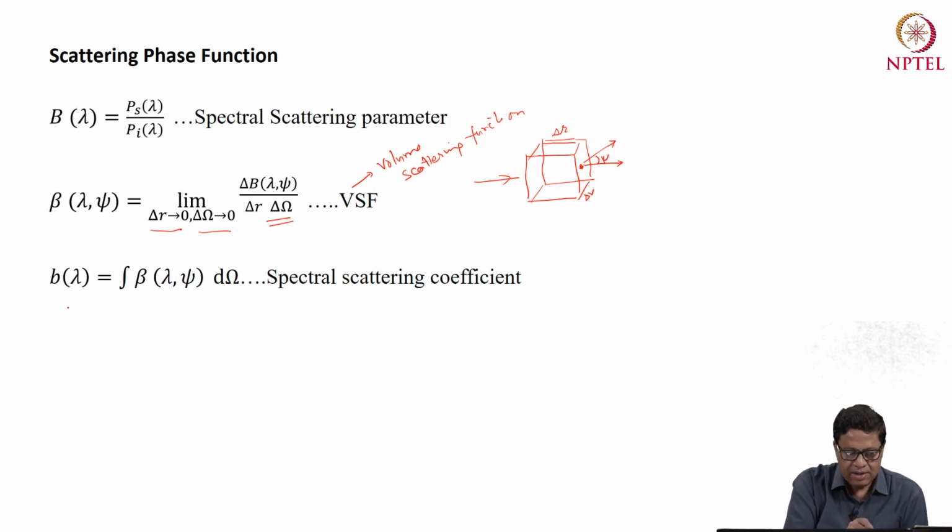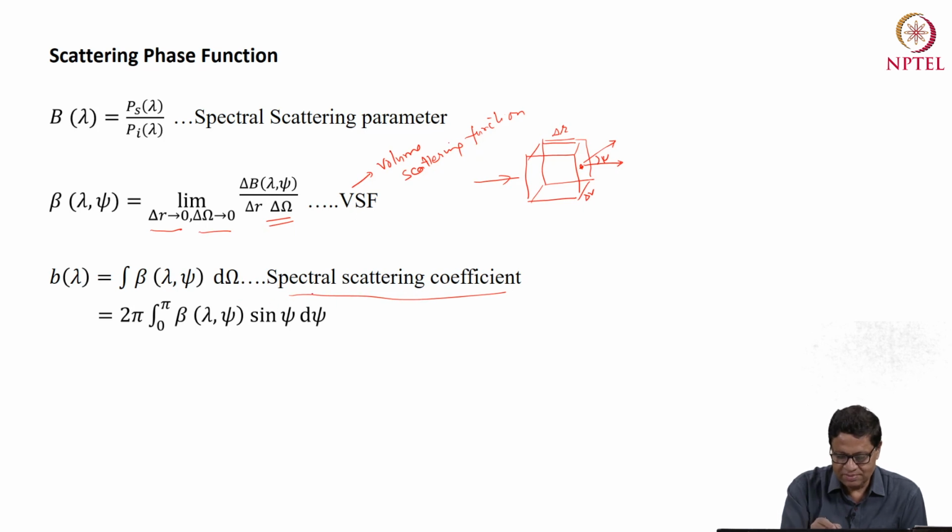And if I find out the spectral scattering coefficient, I have to integrate this volume scattering function over the total solid angle d omega. So this will give me the spectral scattering coefficient, and if I convert this d omega in terms of the psi angle, then I get the integral from 0 to 2 pi of beta, that is the VSF or volume scattering function, times 2 pi sin psi d psi.